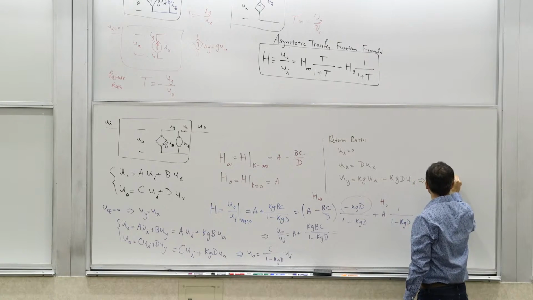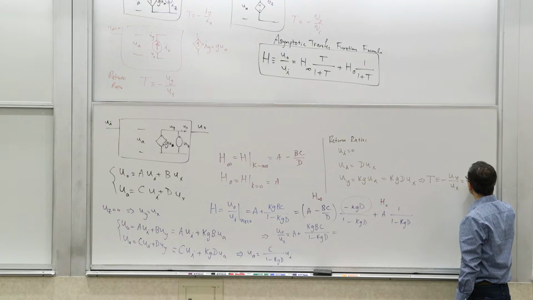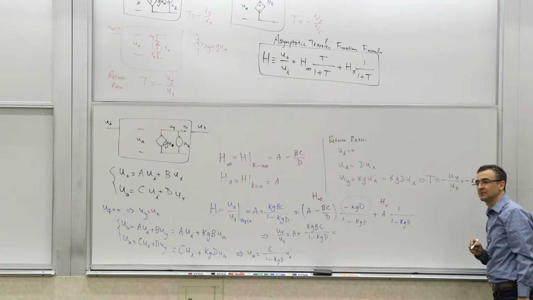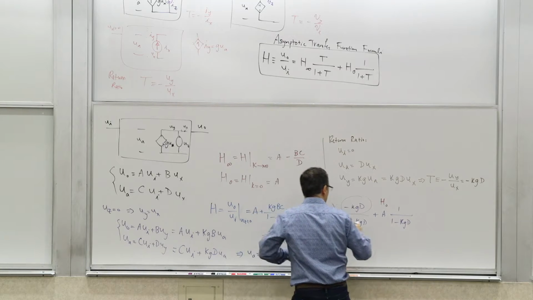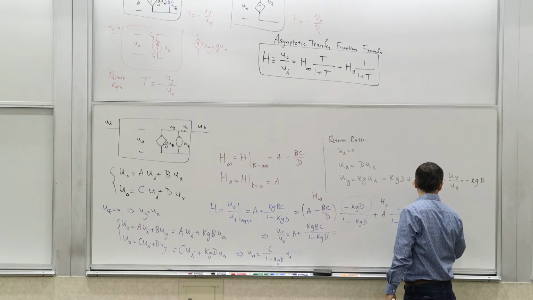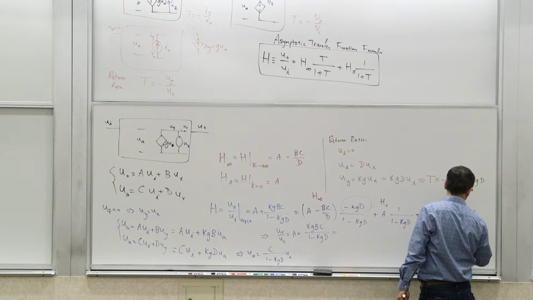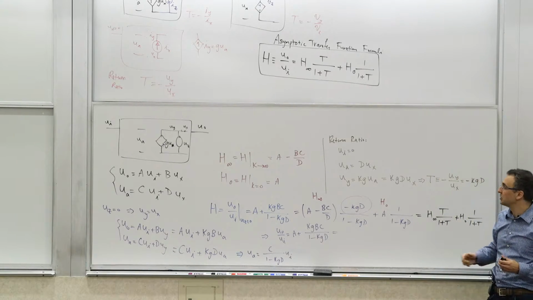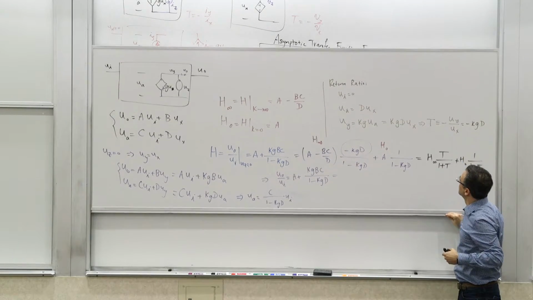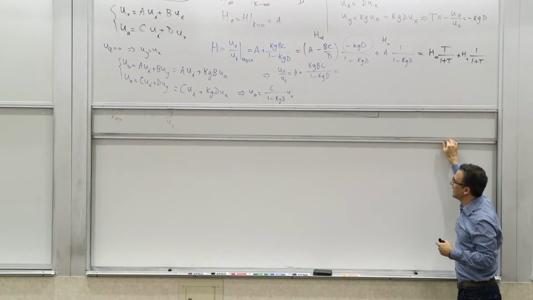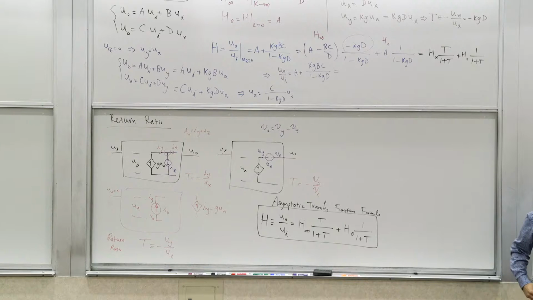Therefore, the return ratio, which is defined as negative of UY over UX, is going to be negative KGD. Therefore, this equation simply produces H infinity T over 1 over T plus H0 1 over 1 plus T, which is the result that we claim we were trying to obtain. This is the asymptotic transfer function formula. So that proves it. That's the derivation.